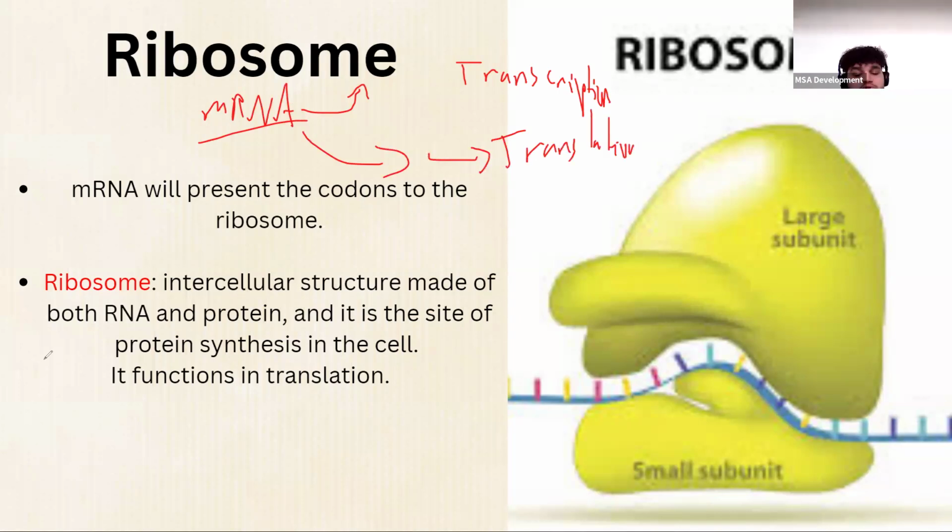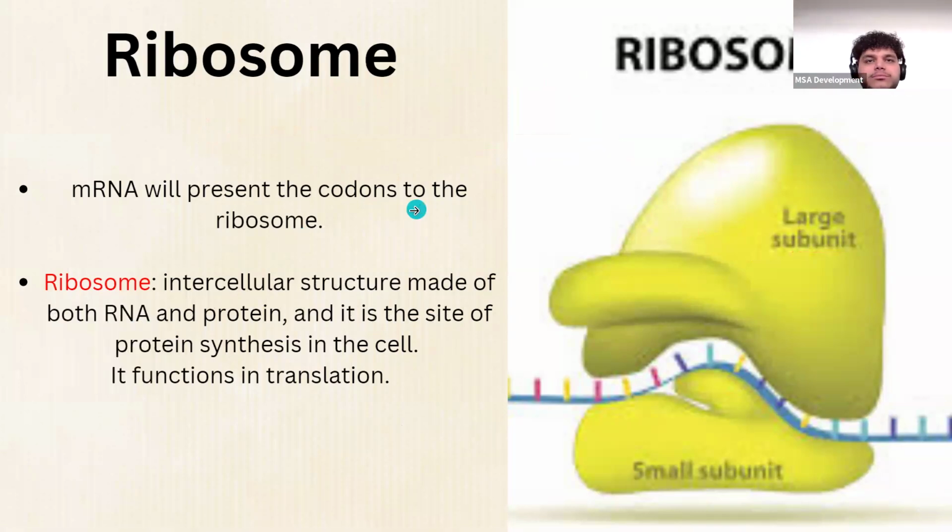Okay? So a ribosome is an intracellular structure made of both RNA and protein. So it's made up of two units, large and small subunit. Inside of each unit, you have RNA and you have protein. And the ribosome is the site of protein synthesis in the cell. So RNA translation is the same as protein synthesis. It functions in translation. Okay. So why are we producing mRNA altogether? In order to go to the ribosome and produce a protein. Okay. So this is the end product of transcription, the mRNA.